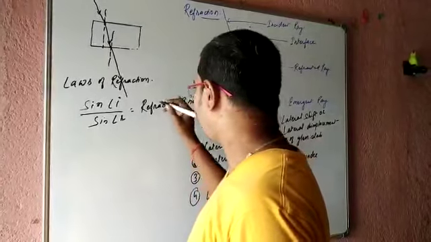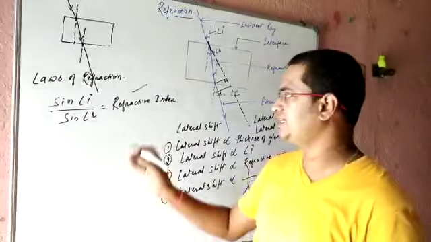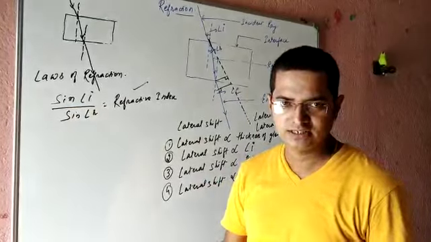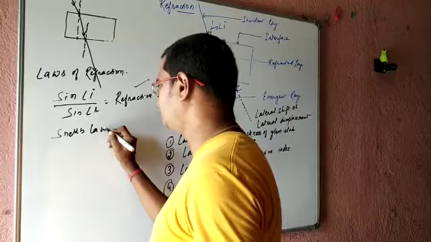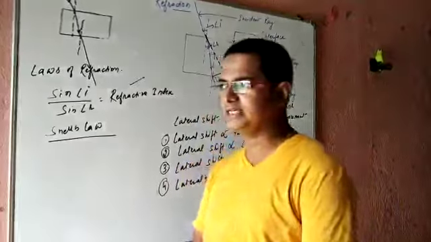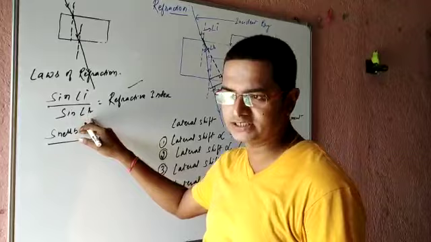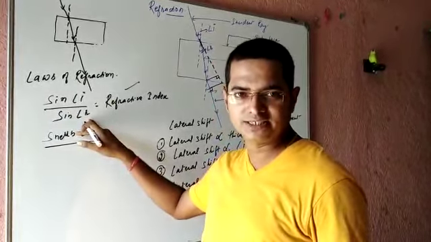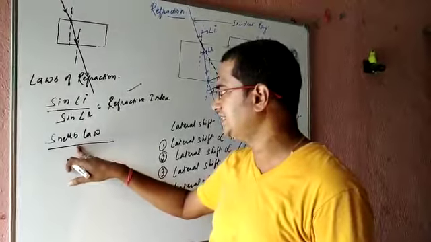Now, about refractive index, if the definition is asked, define refractive index, you will say that refractive index is defined as the ratio of sine of angle of incidence to sine of angle of refraction. Now, one more definition is asked from here, that is Snell's law. If it is asked define Snell's law, then you will say that the ratio of sine of angle of incidence to sine of angle of refraction is constant. It is known as refractive index, and this law was given by Snell. That's why it is known as Snell's law. Means Snell was the scientist who gave this law.